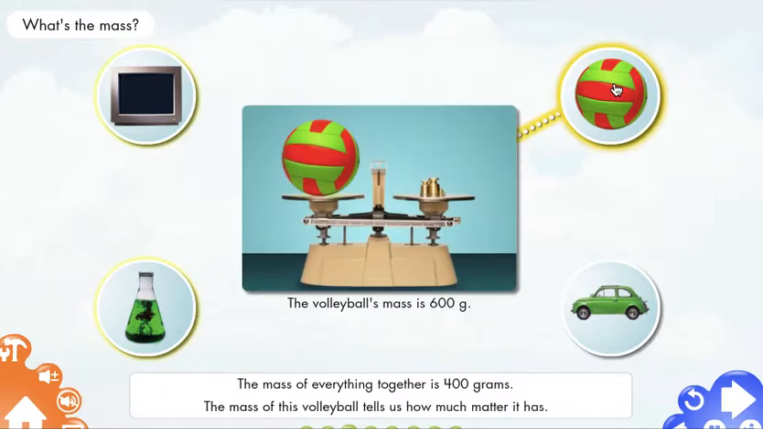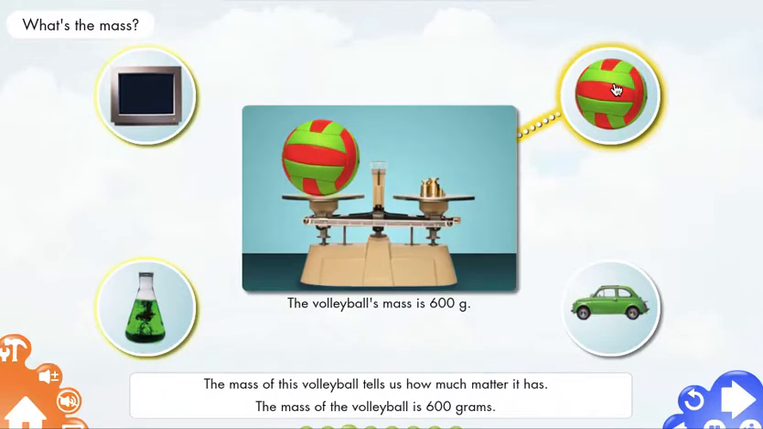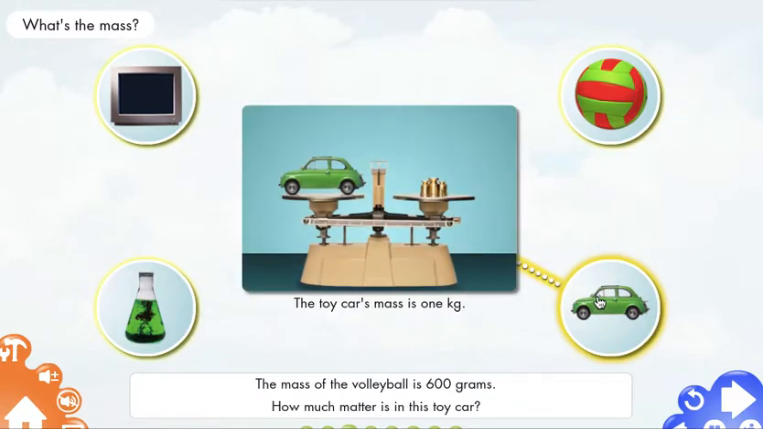The mass of this volleyball tells us how much matter it has. The mass of the volleyball is 600 grams. How much matter is in this toy car? Let's look at the mass. The mass is 1 kilogram.